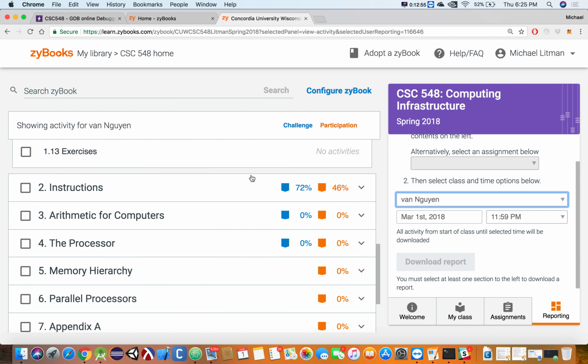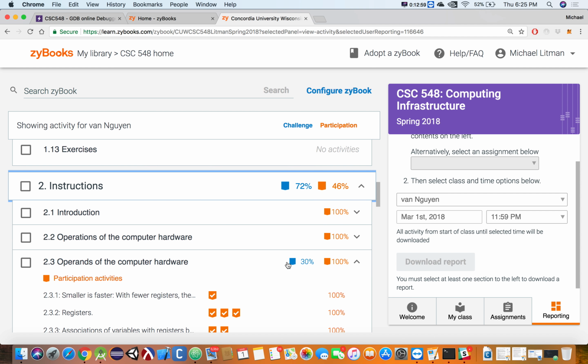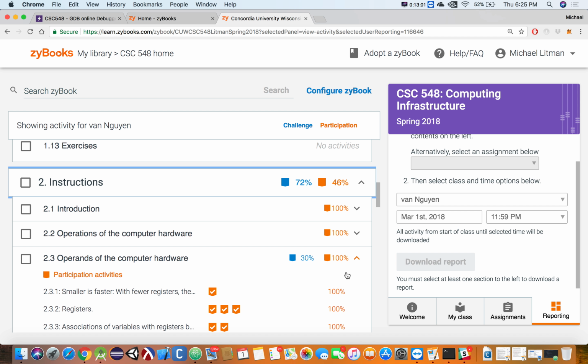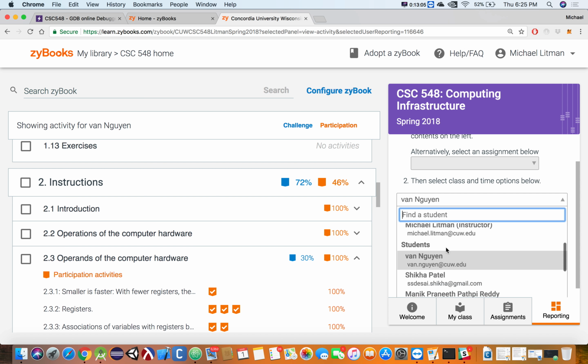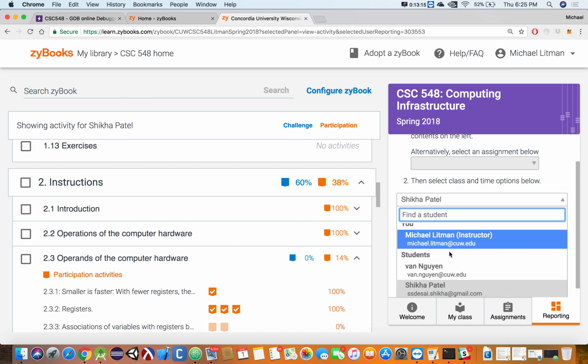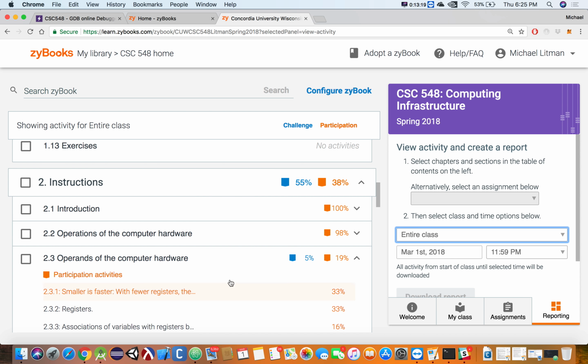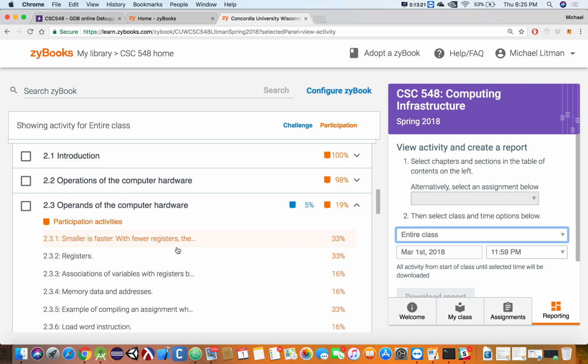Let's see, we're checking Van here. 2.4, I got it. Oh, he does. He did 2.3. All right. All right. All right. So let's keep trucking.